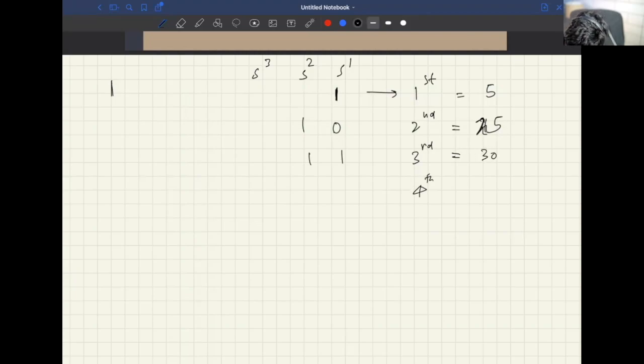Fourth magic number is going to be equal to, what is 4 in binary? 1, 0, 0. So this is 5 raised to power 3, 125. So on and so forth. So now the question is, you are given a number n. Find the nth magic number.